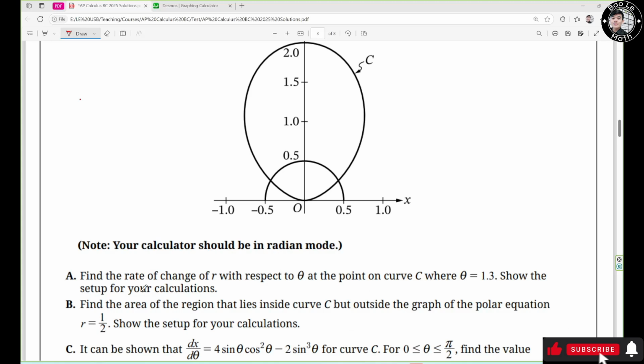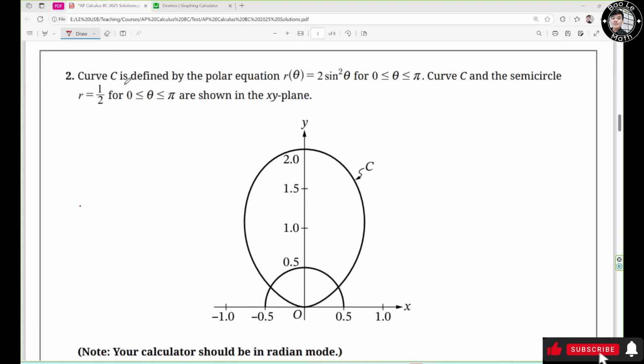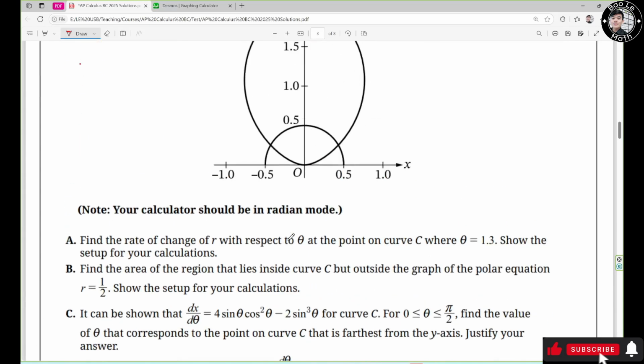Alright, the curve C is defined by the polar equation r of theta equals 2 sine squared theta for theta between 0 and pi. The curve C and the semicircle r equals 1/2 for theta from 0 to pi are shown in the figure below. Question A.